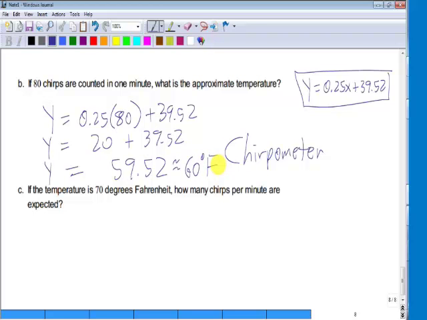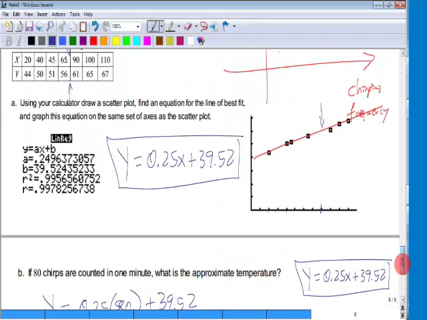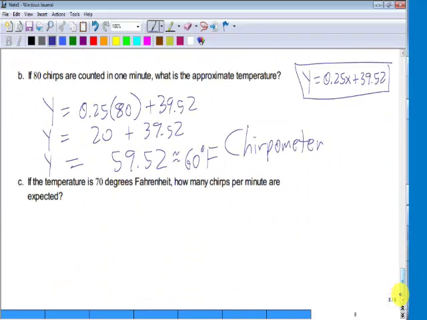On the other hand, if the temperature is 70 degrees Fahrenheit, how many chirps per minute? I think this might be extrapolating a little bit because the highest temperature data point we had was 67. So we're going to expect more than 110 chirps per minute, but that's pushing the envelope just a little bit. So we would substitute 70 for y. Y represents temperature, equals 0.25x plus 39.52. Subtract 39.52 from both sides.